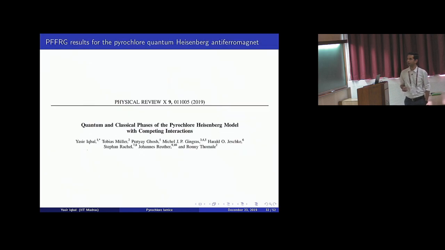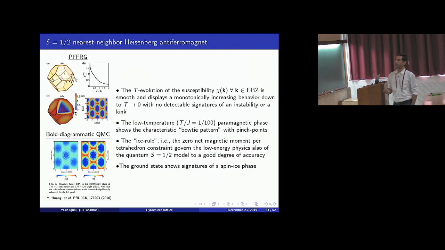Never mind the other results. What I'm going to present to you briefly are the results that appeared in a recent work of ours in PRX on the quantum and classical phases of the pyrochlore Heisenberg model, where we showed that there is a large regime of spin liquid behavior in the Heisenberg antiferromagnet on the pyrochlore lattice, even in the presence of longer range couplings. If you look at the spin 1/2 nearest neighbor antiferromagnet, the RG flow does not show any sign of a divergence at any finite temperature and remains smooth down to zero temperature.